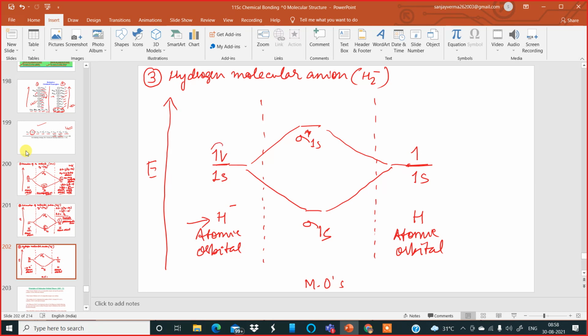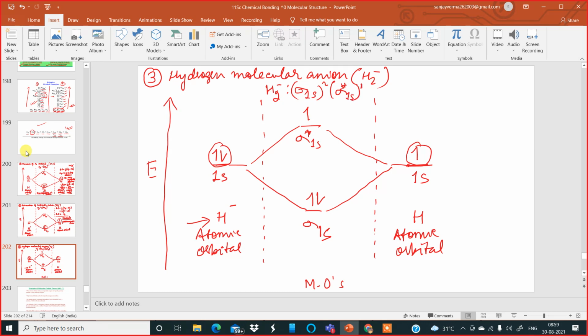Now the total number of electrons is 2 plus 1, that is 3. So I'll put the electrons this way: 1, 2, and the remaining 1 goes up, because we know an orbital can accommodate a maximum of 2 electrons. So this is the molecular orbital diagram for the hydrogen molecular anion. We write the electronic configuration this way: sigma 1s whole square, and sigma star 1s with 1 electron, because the antibonding orbital also contains electrons.